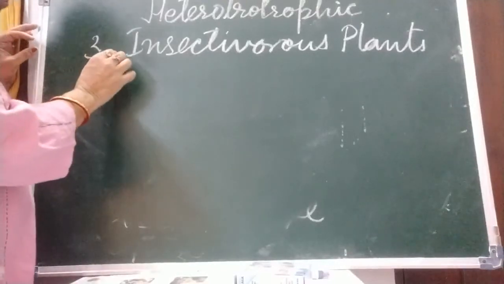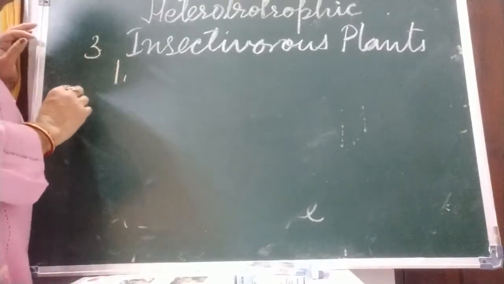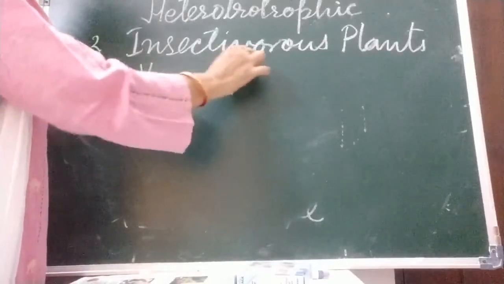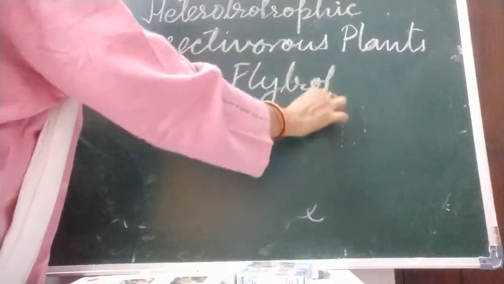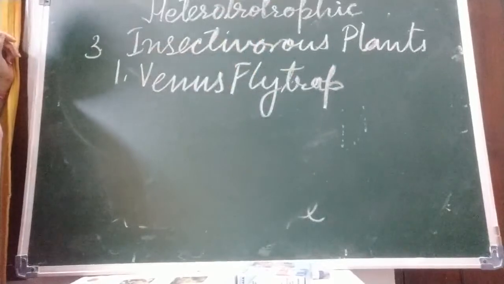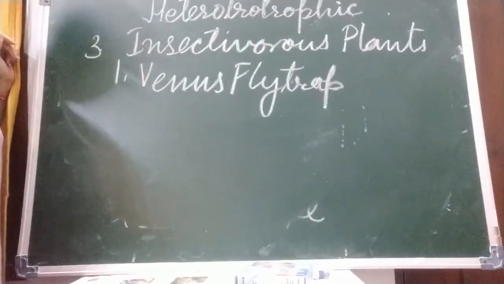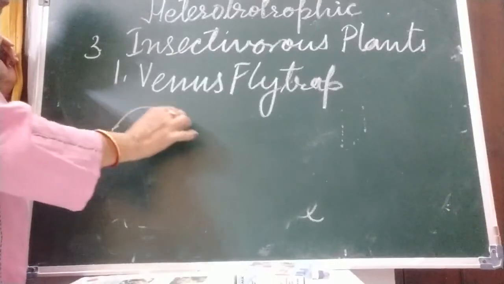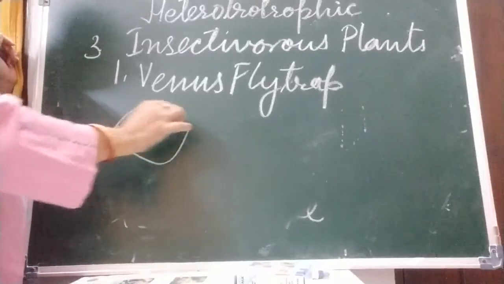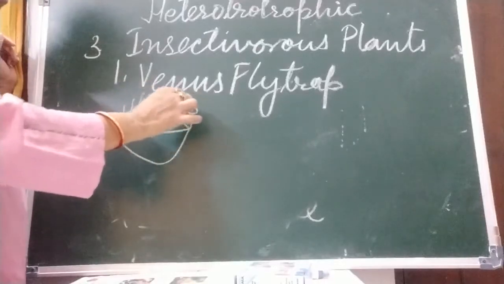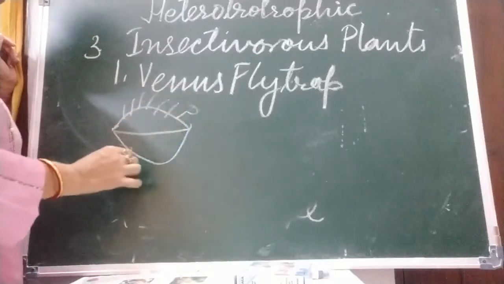First is Venus flytrap. The Venus flytrap has leaves modified to trap insects. The inner surface, their leaf is like this, and they have cilia.